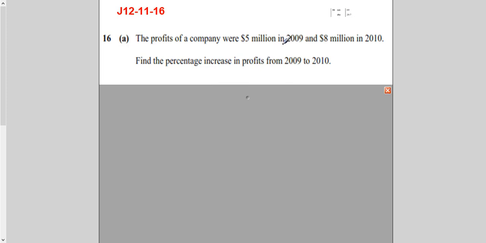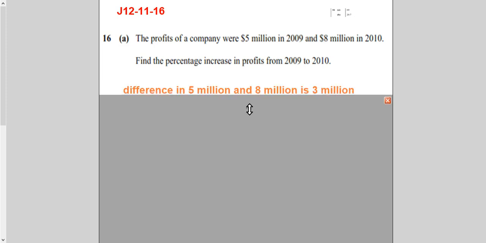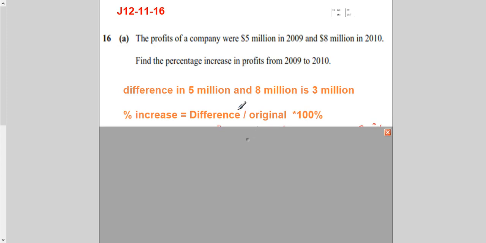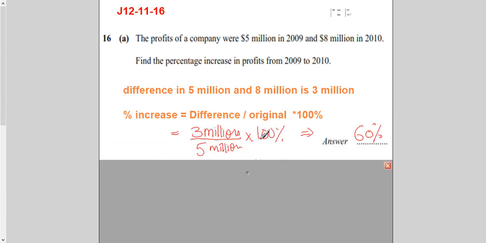So first of all, we need to know what is that profit change and then we will change it into percentage. So let's see here. The difference between 5 million and 8 million is 3 million, right? So if you know that originally it was 5 million and the difference is 3 million, you can easily calculate the percentage increase. The formula is difference divided by original value, which is 5 million in this case. So it will be 3 million divided by 5 million multiplied by 100%. And you will get 60% as the percentage increase.